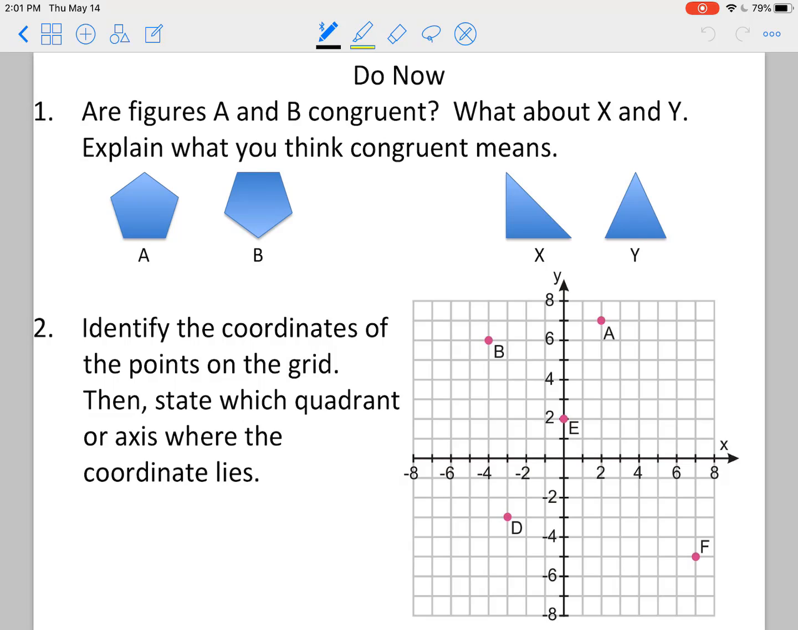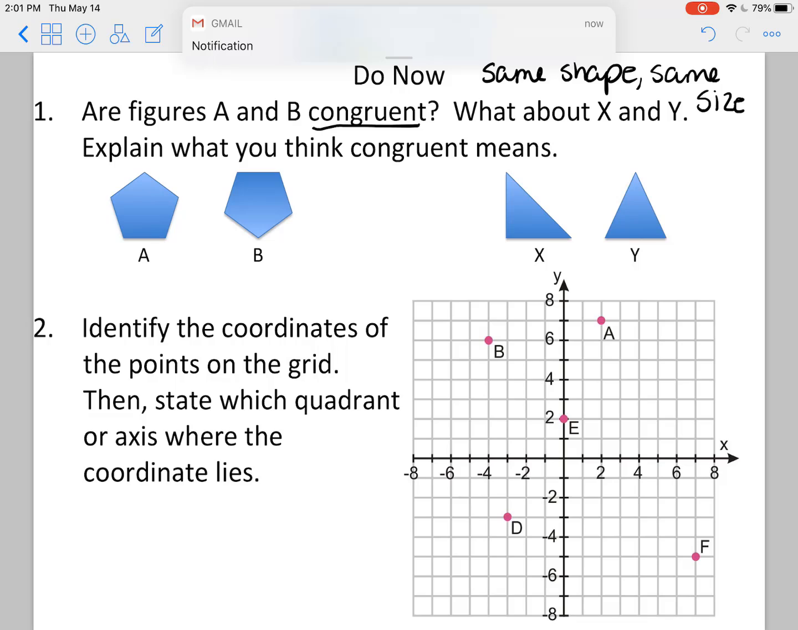Hello, today we're going to be going over a warm-up that covers congruency among figures and the coordinate plane. So first let's talk about what congruent means. Figures that are congruent are the same shape and they're the same size. When it comes to size, that means that all of the angles between the two shapes are the same and all of the side lengths between the two shapes are the same.